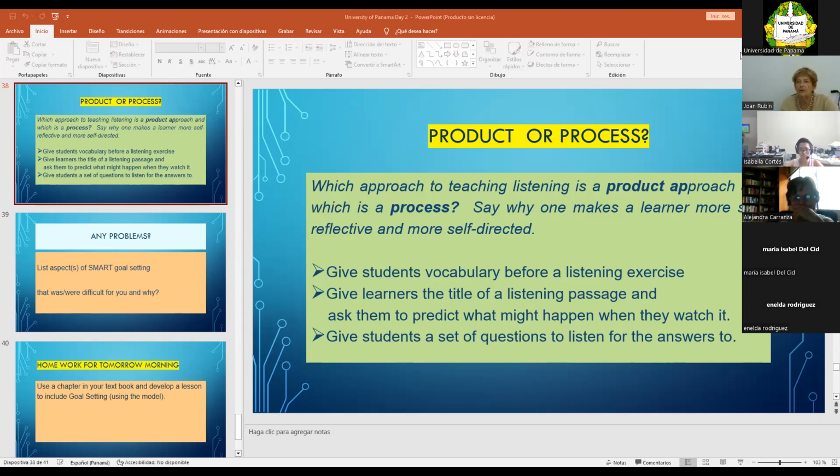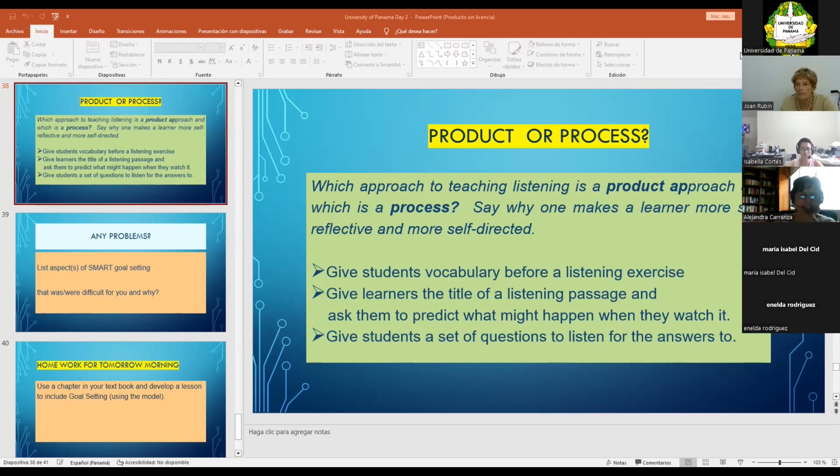You need to change it. Try to think of ways to make your instructions more about process and less about product. Okay, any questions?